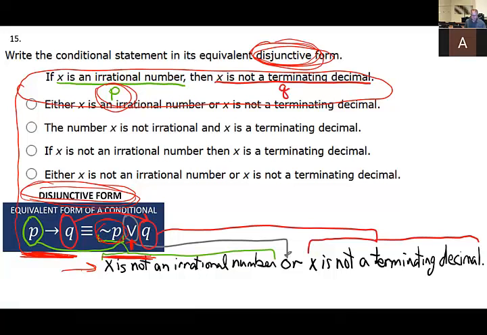Does that make sense? Yes, thank you. Okay. Anybody have another one they want me to tackle?